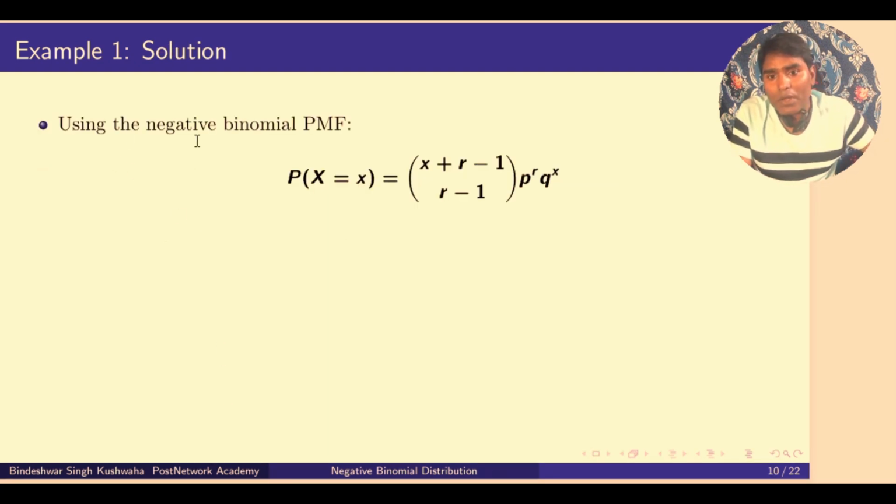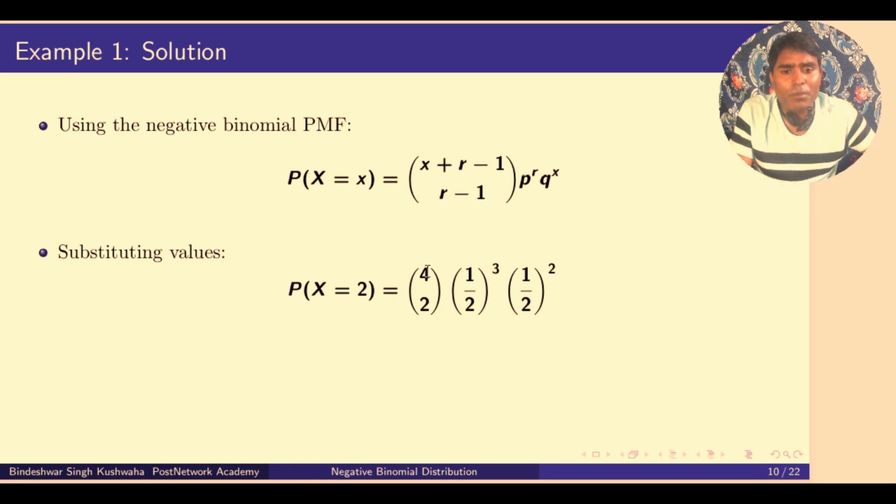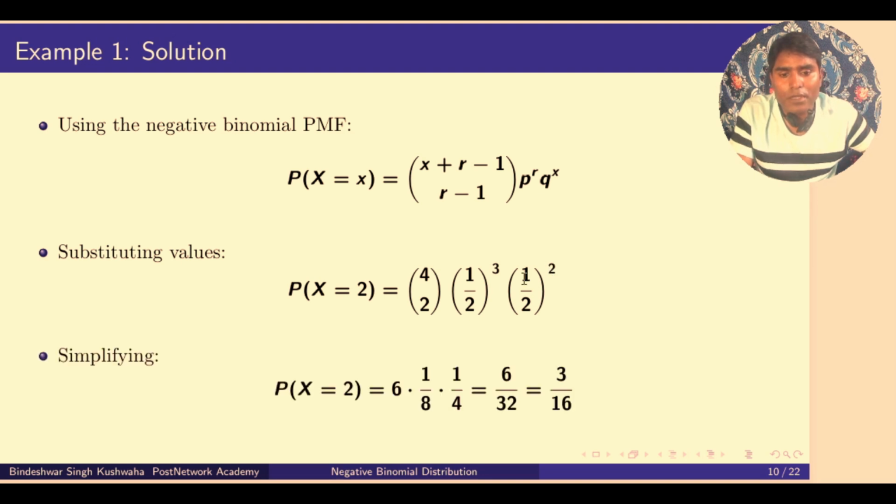Use the negative binomial distribution probability mass function and just plug in the values. So 4 C 2, p is 1 upon 2, q is also 1 upon 2, with the powers 3 and 2, and finally you will get 3 upon 16 if you plug in and solve all the values.